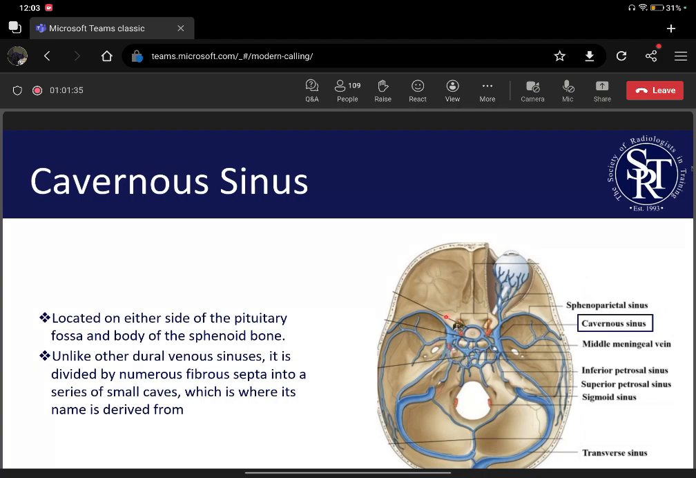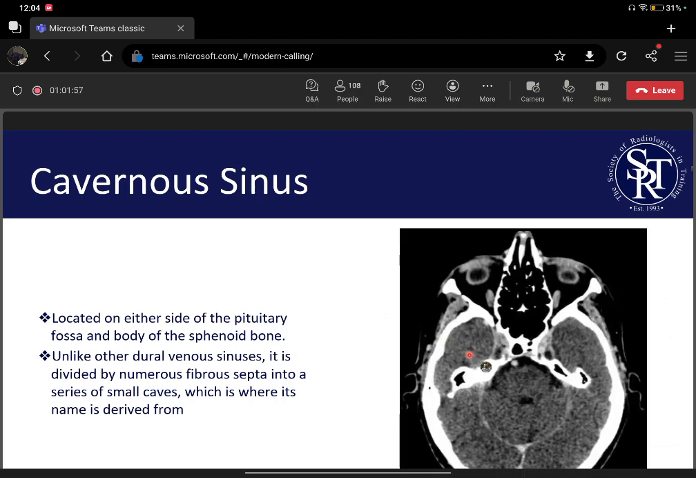Let's take a look now at the cavernous sinus, which is a special sinus because it has multiple septa within it, fibrous septa that will divide it into tiny small caves. And this is why it's called the cavernous sinus. It is located on either side of the pituitary fossa and the body of the sphenoid bone, and it contains several important structures. Let's see what it looks like on imaging.